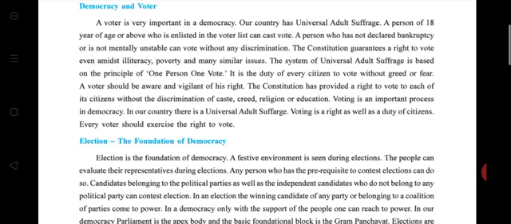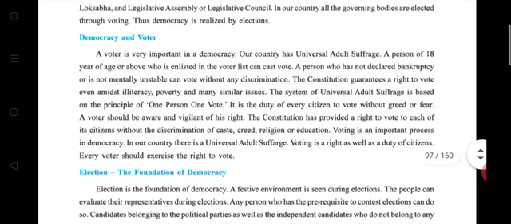Every voter should exercise the right to vote. Mostly citizens don't like to cast their vote, and that is not good. Every citizen has a duty to cast a vote, so they all should exercise the right to vote. Voting is a right as well as a duty of the citizen.